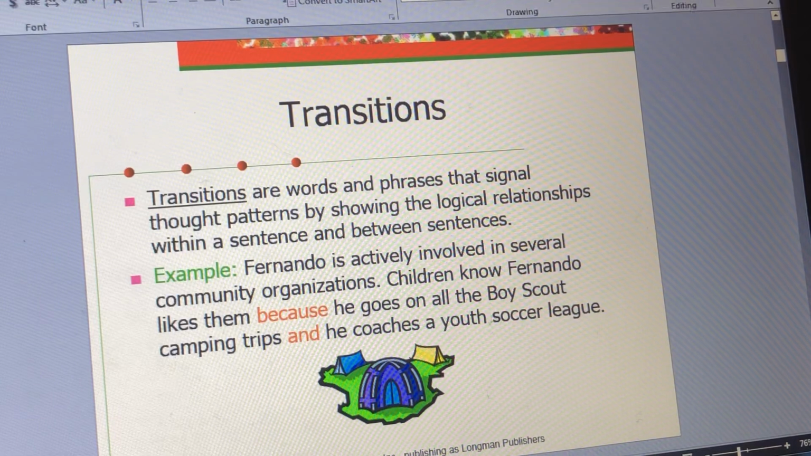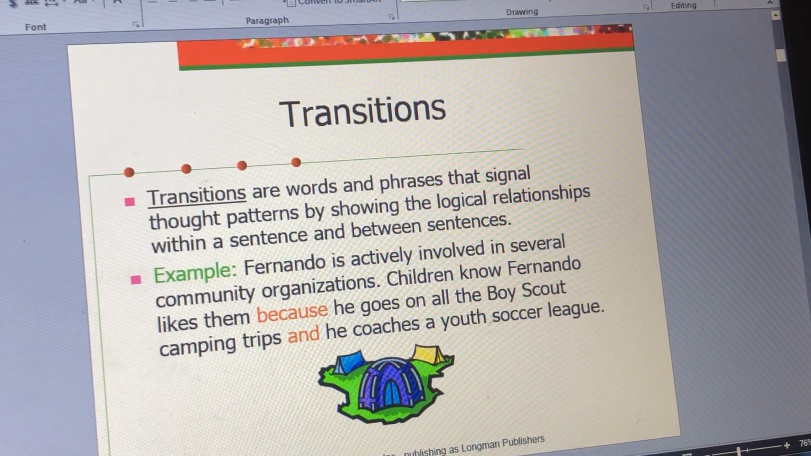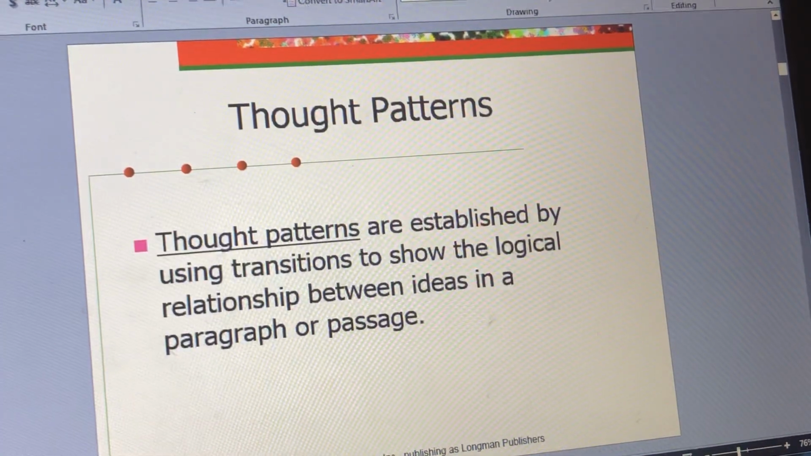Okay, so we know what transitions are because we've been using them in our own writing. I'll give you a second to read this. I'm not going to read it out loud to you. Okay, but we see here because shows the relationship between those 2 clauses. And then and is an additive, of course, so it lets us know that additional information is being provided.